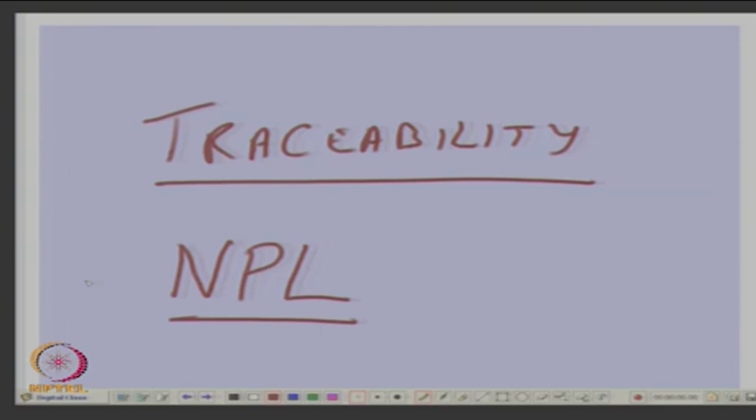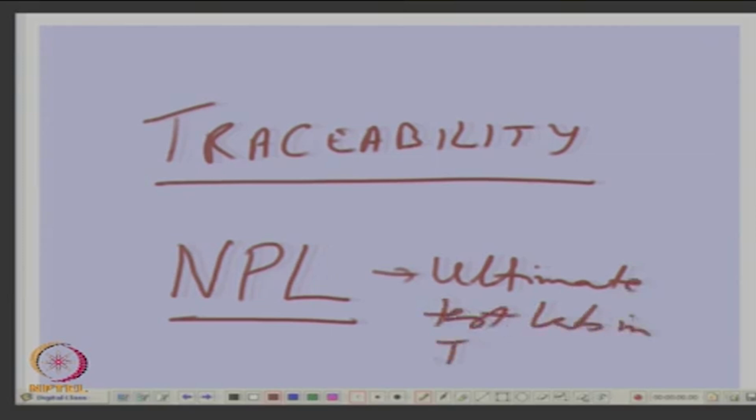National Physical Laboratory, Delhi. So, all instruments have to be calibrated ultimately. This is the ultimate test lab in India. Every lab in the country must be ultimately traceable to the NPL. So, the best thing is that all your meters you better get calibrated.